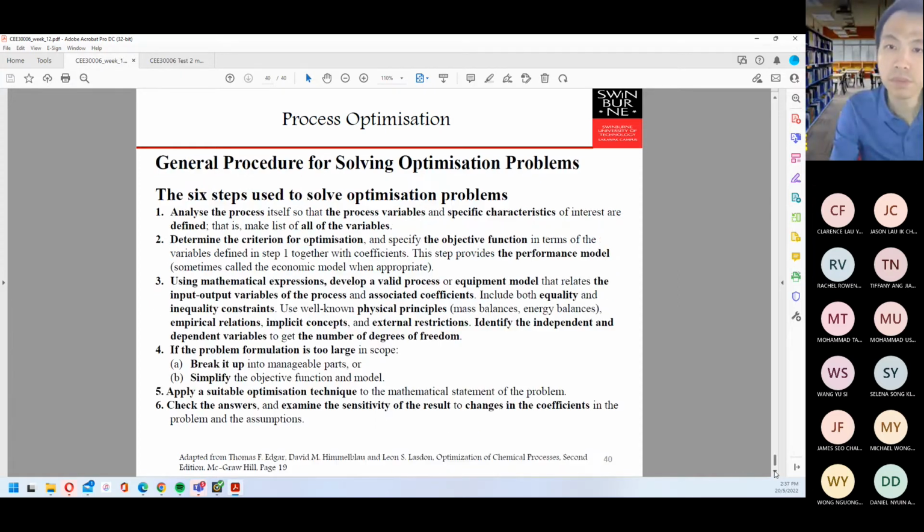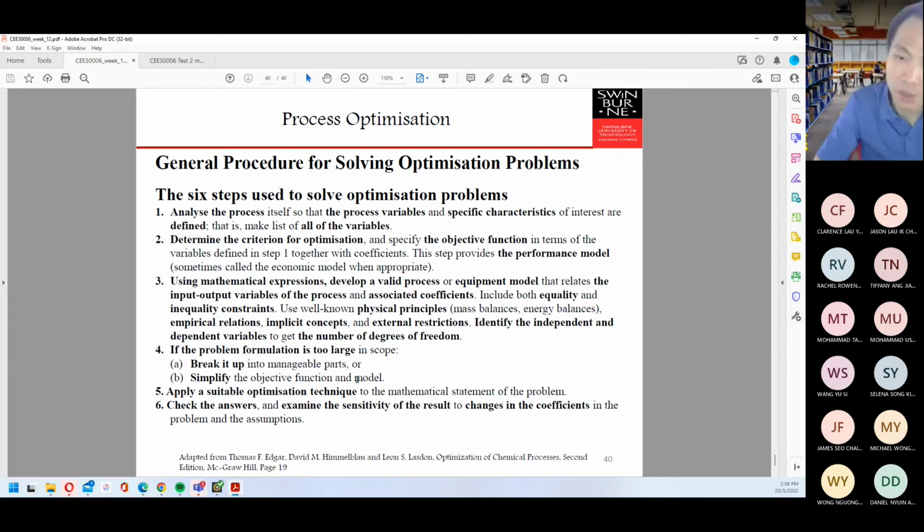So these are the six steps used to solve an optimization problem. You need to start with analysis: determine the criterion for optimization and specify the objective function. Then, using mathematical expressions, develop a valid process or equipment model. Include both equality and inequality constraints. You can use well-known physical principles. Identify the independent and dependent variables to get the number of degrees of freedom. If this is too big, then break it up into manageable parts, or simplify the objective function and model.